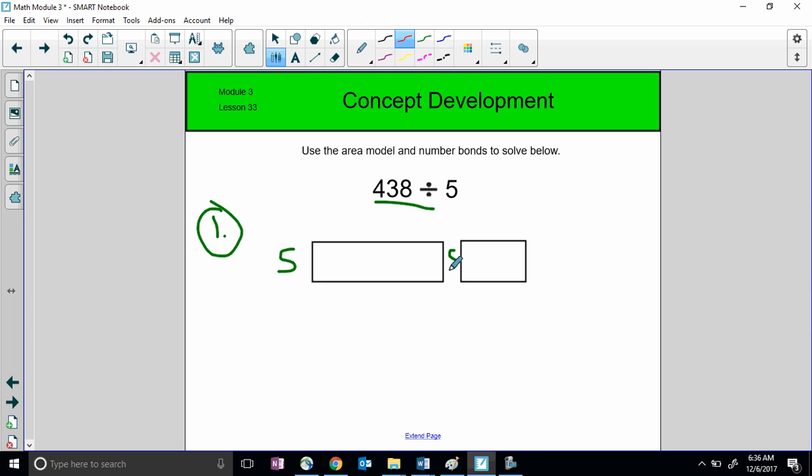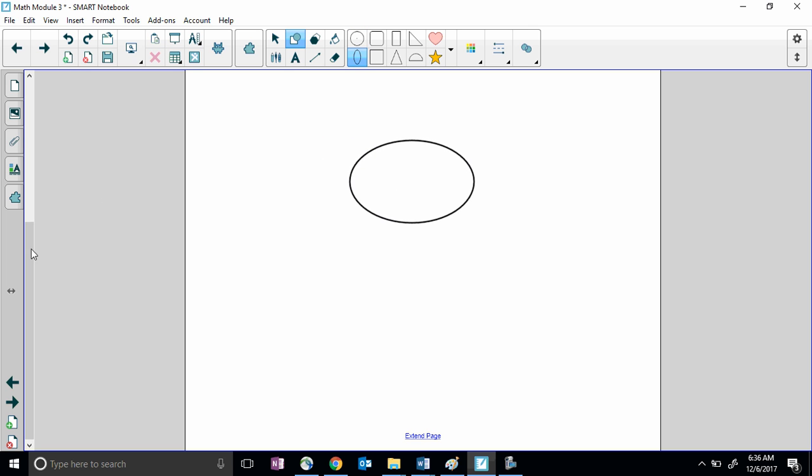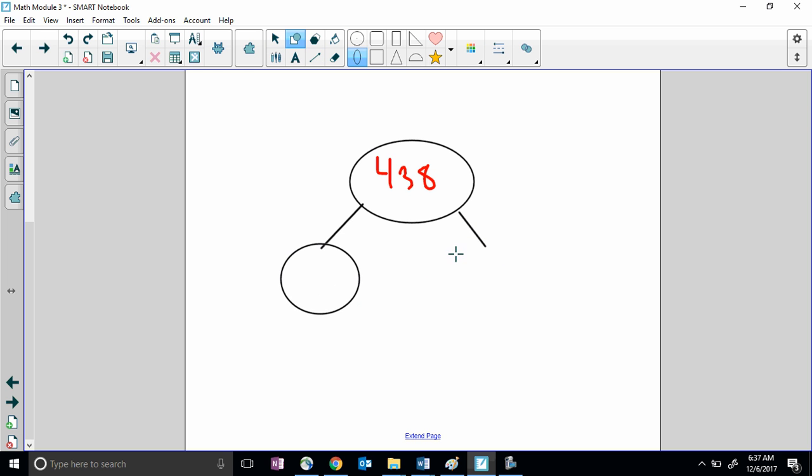So, after you break it down, go ahead and start off with your 438 at the top. And break it down into the two numbers that you've already decided to break your boxes into. Once you have that, just keep going as long as you need.